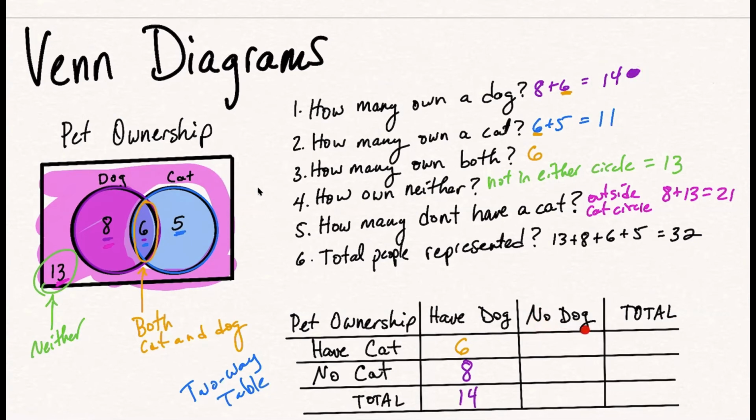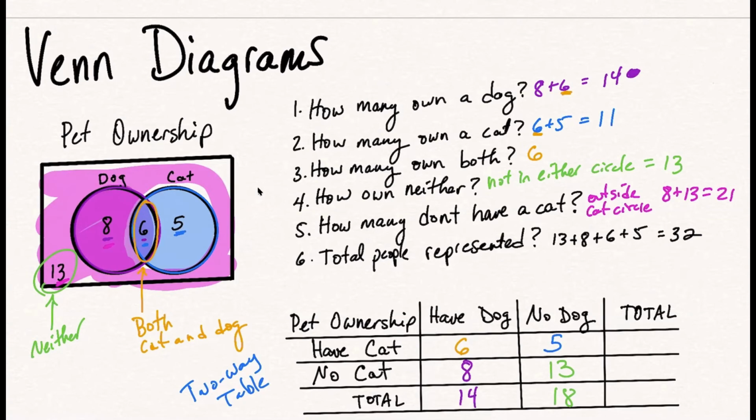And how many people have no dog but do have a cat? Well, that's going to be these 5 people here because we know they have a cat, so they're in the blue circle, but they don't have a dog, so we don't count this 6 people. So we only have those 5 people. How many people have no dog and no cat? That's these 13 people that are not in either circle. Okay, so total, how many people have no dog? We're just going to add these 2 up and we get 18.